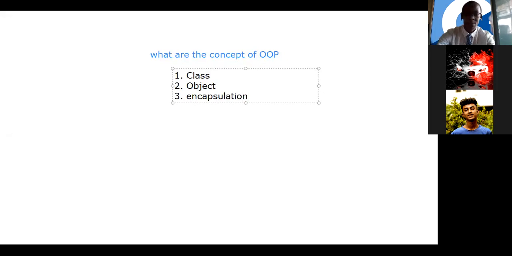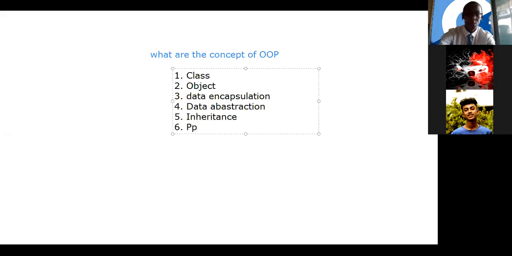Encapsulation, or data encapsulation. Let me name it. Data encapsulation, concept number four. We have data abstraction. Concept number five, we have inheritance. Concept number six, we have polymorphism. Poly what?